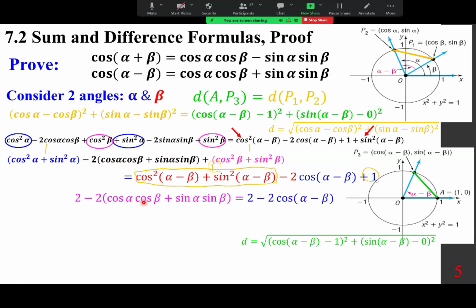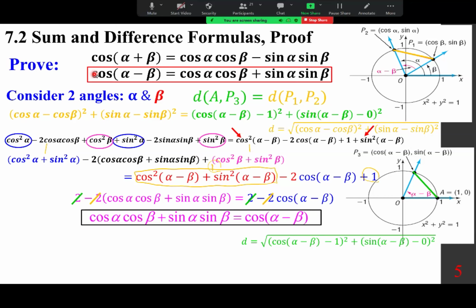So clearly, the 2's can be canceled out from both sides. We can also divide both sides by negative 2. That's why we can cancel out the negative 2. So what is left must be equal. So this must be equal to this: cosine of alpha, cosine of beta, plus sine of alpha, sine beta equals cosine of alpha minus beta, which is which one? This one. We just proved cosine of alpha minus beta is cosine alpha cosine beta plus sine alpha sine beta.